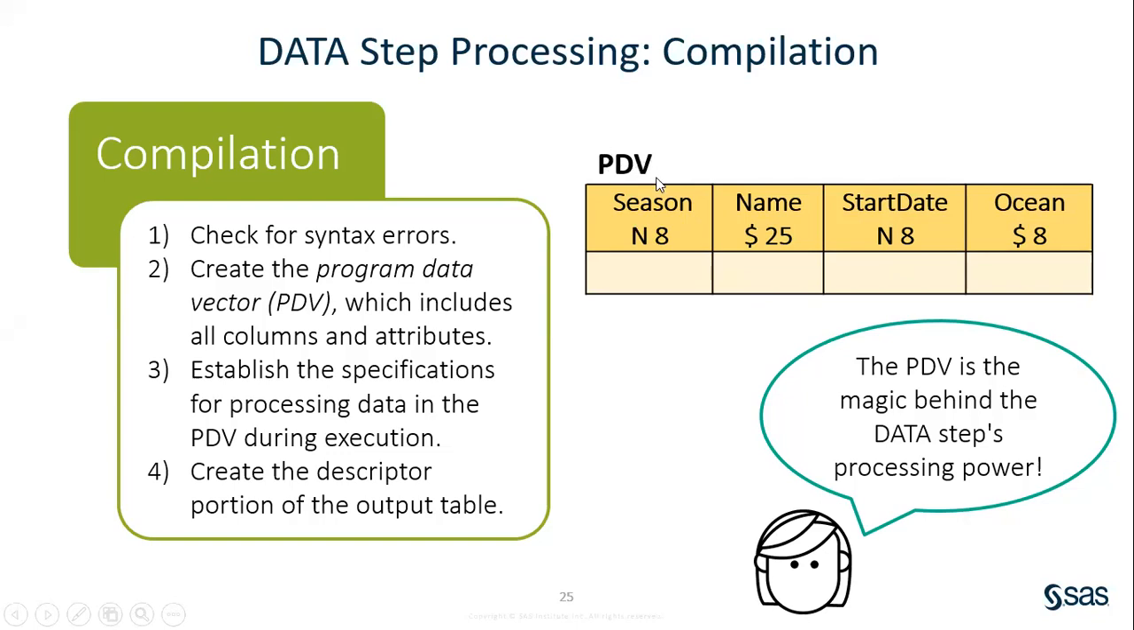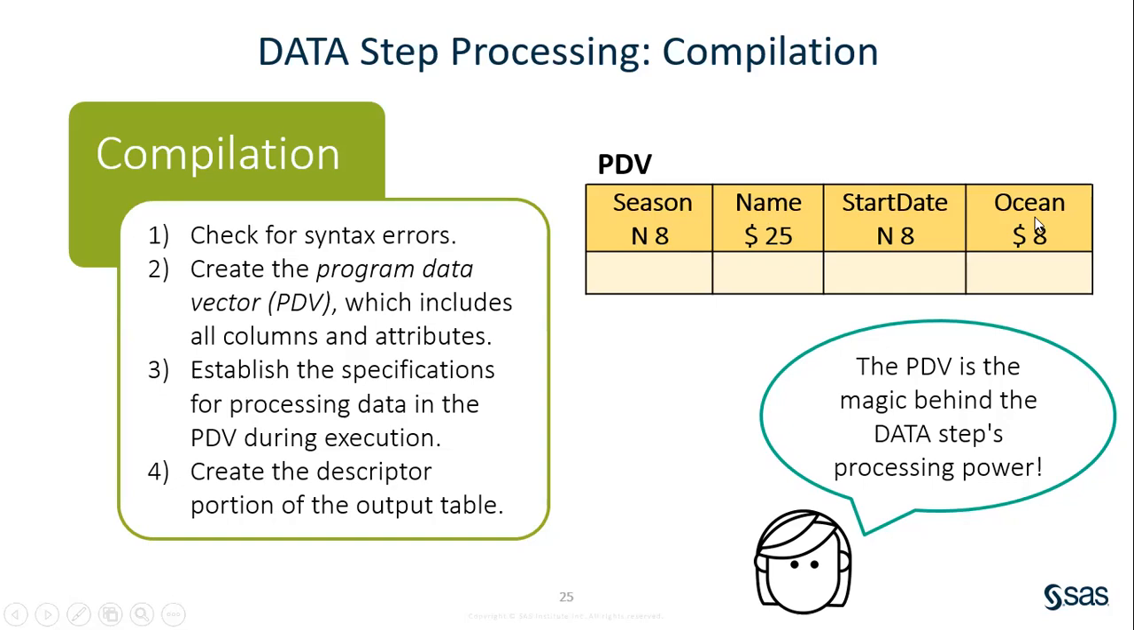So vector, in scientific terms, is a carrier, correct? So here it will hold memory by creating a space, an area termed the program data vector, where it will jot down the columns from the input table. So it will read the column Season, its type, its length. Next column Name, its type, its length. Because Name is character, its type is defined with a $ sign. Here it is numeric, and the default length is 8 bytes. Here, depending on the number of characters, the length is 25 and so on.